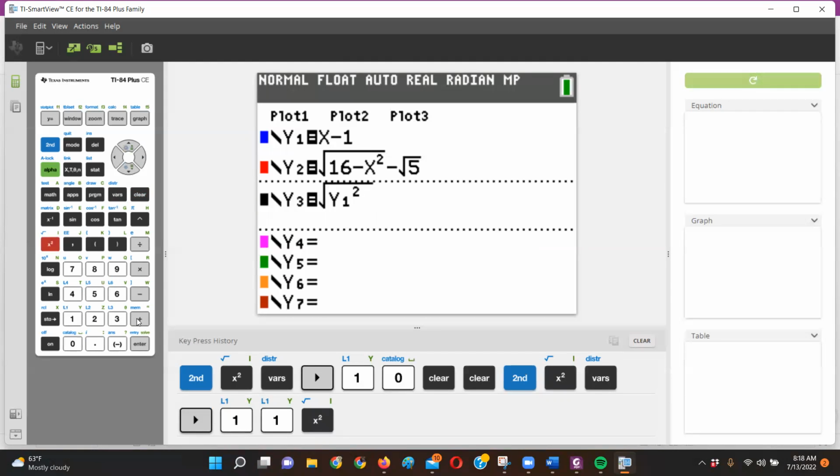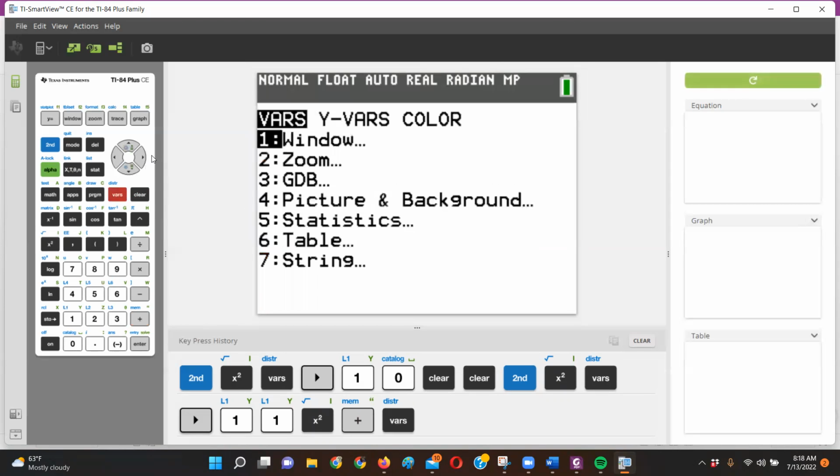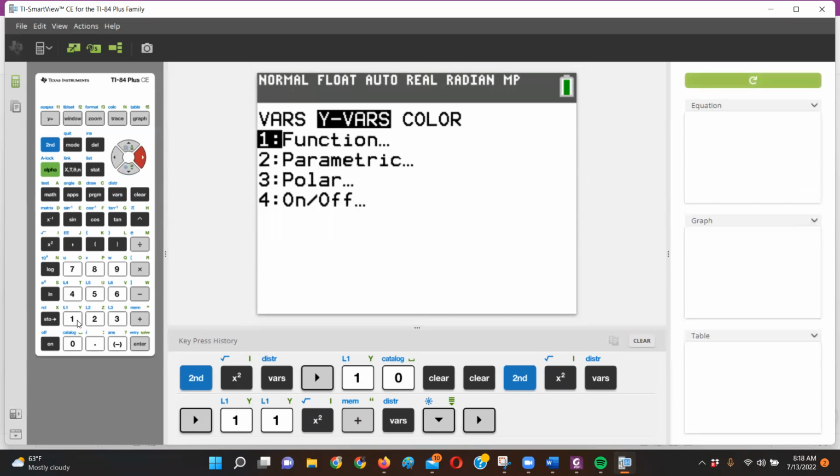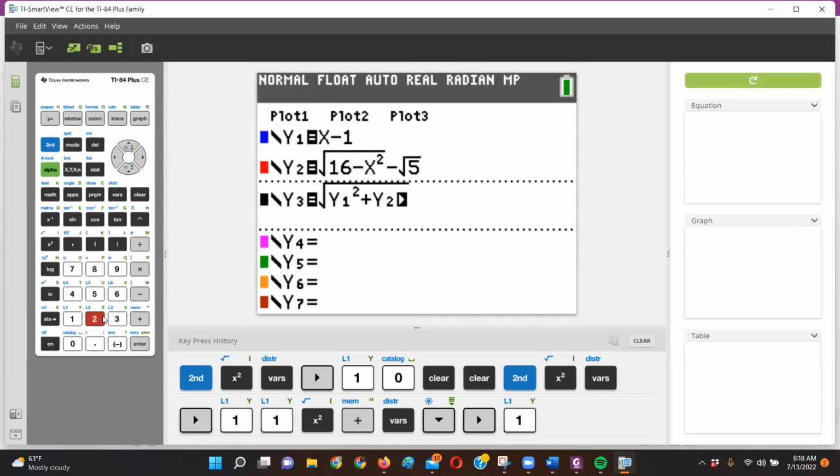Okay, so now it's just the Pythagorean theorem, right? The distance formula. So x sub 2 minus x sub 1 squared plus y sub 2 minus y sub 1, so that's just that y2 function. So again, we're going to do vars, arrow over to y bars, do a 1, and then 2, and we're going to square that.